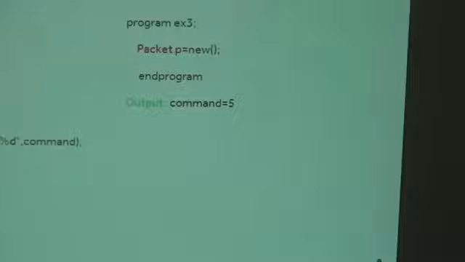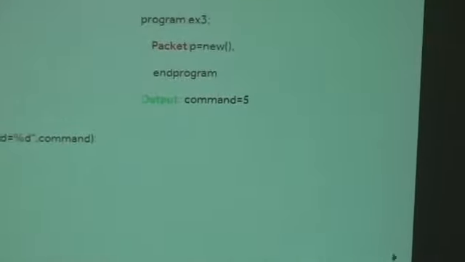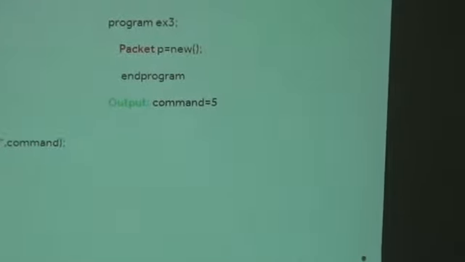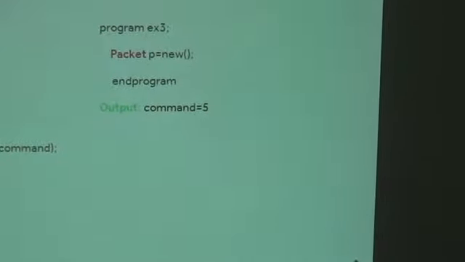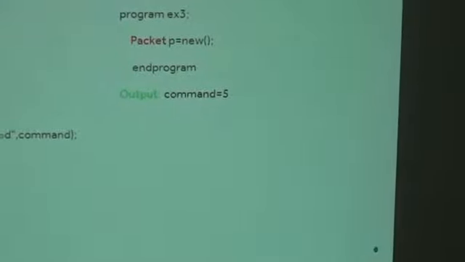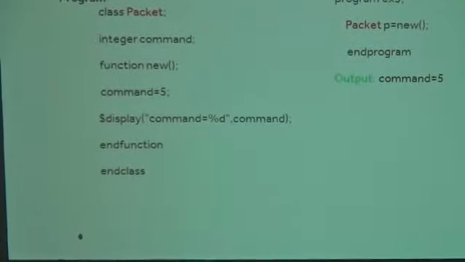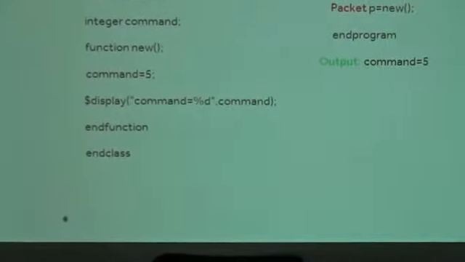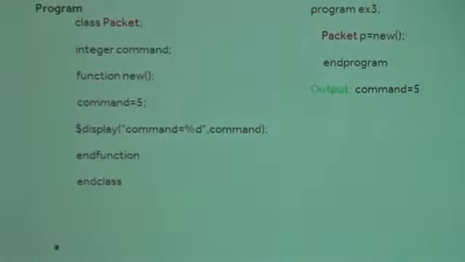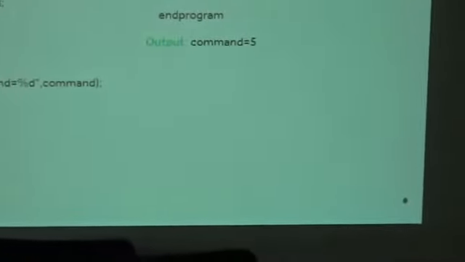In this program block, I have taken packet. What is packet? It is the name of the class, and I have taken a variable p, and on the right side I have created a new, which is called the class constructor, which creates an object for the packet, which is p. When it is invoked, it creates the object, and at the same time it invokes the function new, and in function new I have written the $display command. So it creates the object, at the same time it invokes the function, and it displays the output as command is equal to 5. Let us see it through an example.